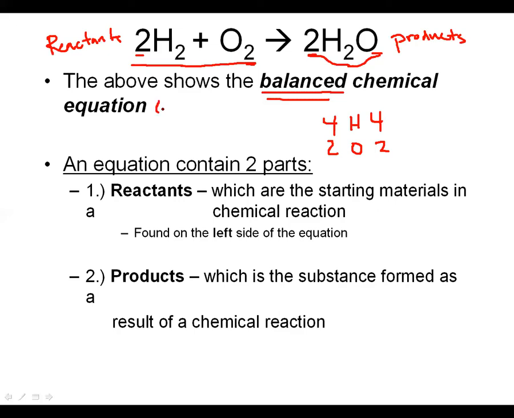You'll sometimes see next to formulas an S written. You'll sometimes see an L written. You'll sometimes see a G written. And you'll sometimes see an AQ written. And these represent the states of each of these guys. So S is solid, L is liquid, G is gas, and AQ is aqueous. And aqueous means basically a water environment.